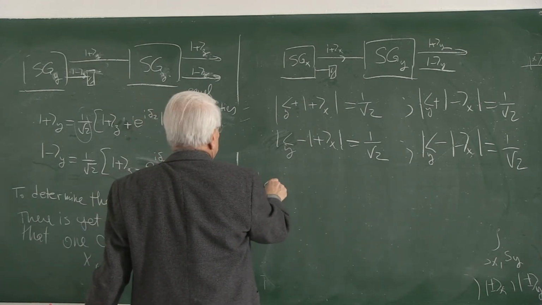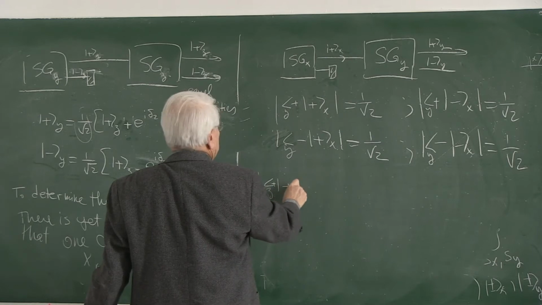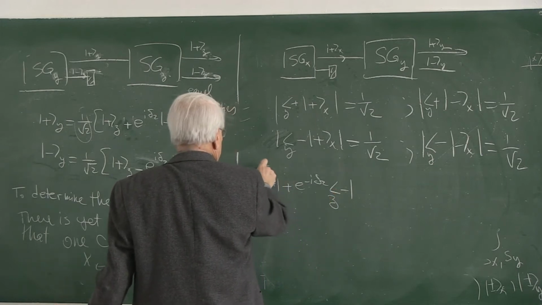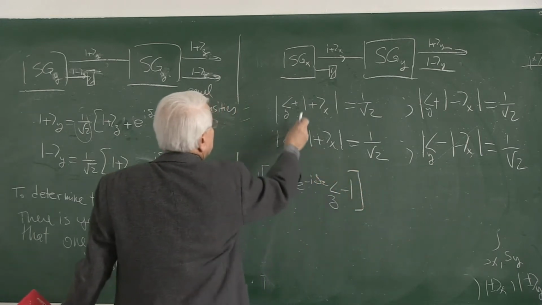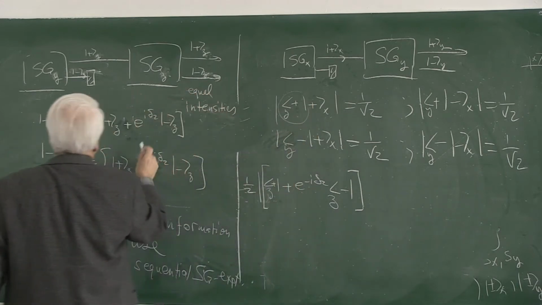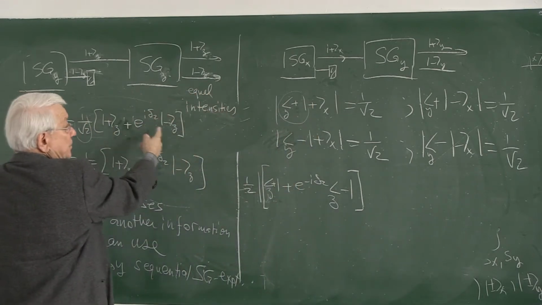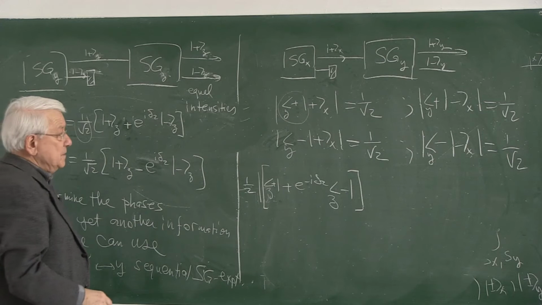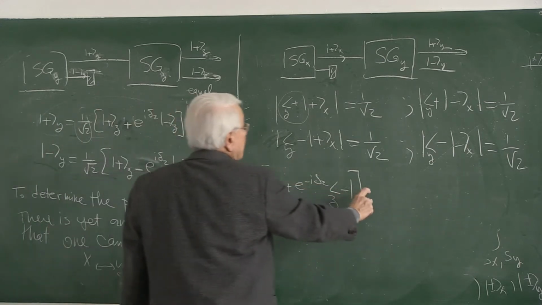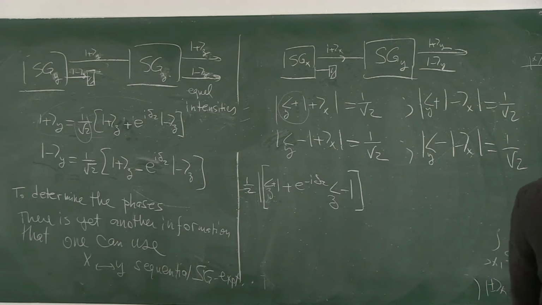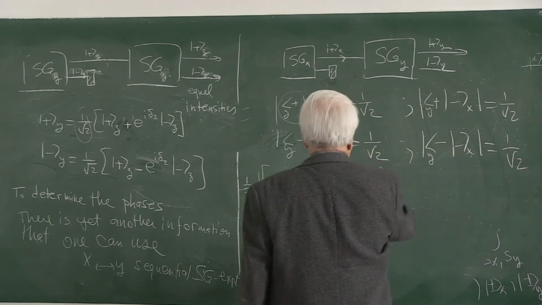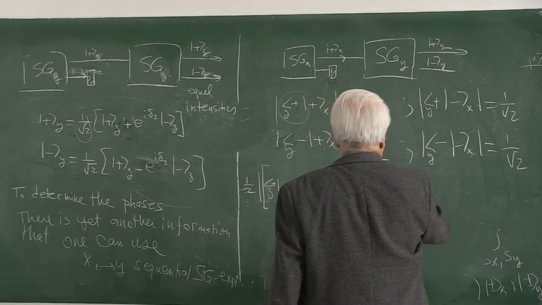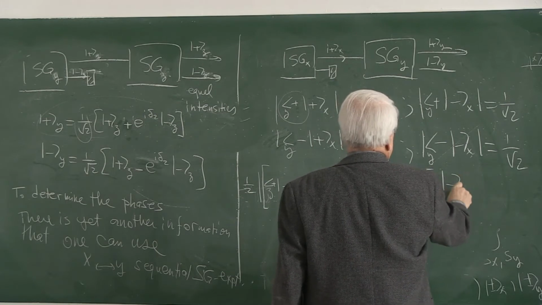And you have plus z plus e to the minus i delta 2 minus z. I have written this one, plus y in here. This is the ket. When I go to the bra, I change the sign accordingly. It changes the sign of the phase. And here I have to write the plus x plus z plus i delta 1 minus z.